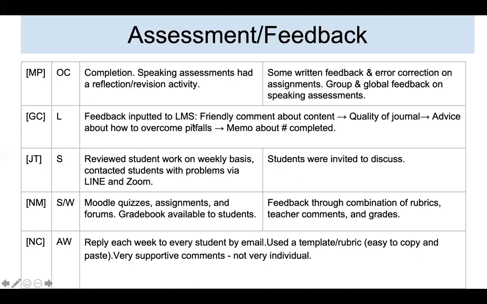So my feedback started as just a friendly comment about the content of what they wrote, because I didn't want to put a lot of effort into it, because I didn't know if they were going back into the classroom or not. Then when it became clear that we weren't going back into the classroom, I started commenting on their summaries and how well they were writing in the journal, like, don't use Japanese, please, those kind of comments. And then that morphed into some advice.